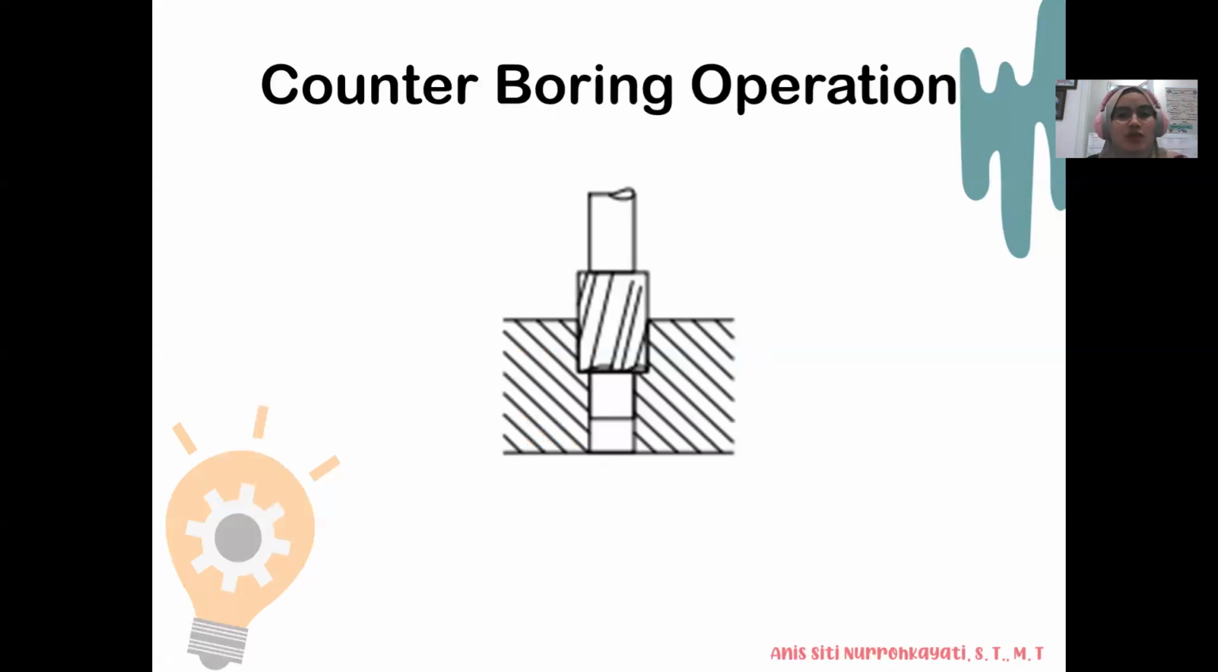Next is counterboring operation. Counterboring operation is the operation of enlarging the end of a hole cylindrically. As for the resist for a countersunk rivet, the tool used is known as a counterbore.